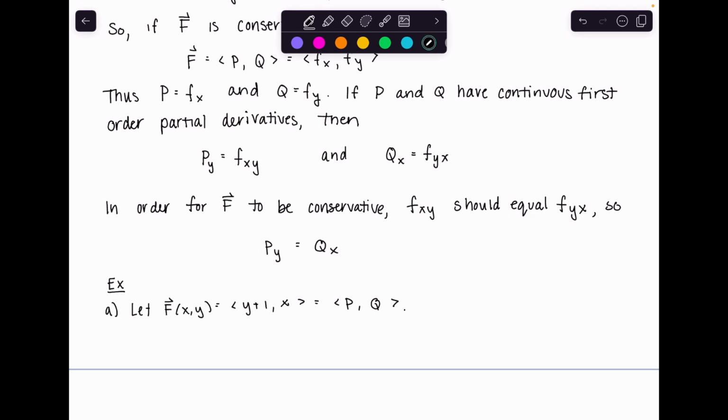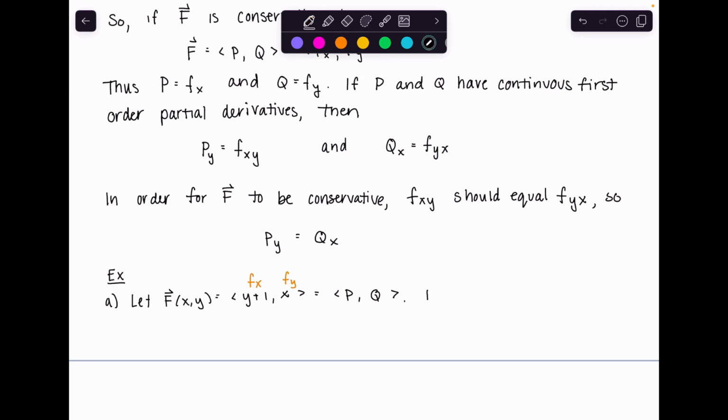Okay. So this would be the partial with respect to x. This would be the partial with respect to y. So then, if I take the derivative of the first component with respect to y, that would equal 1. So the derivative of this with respect to y is 1. This is in the second component, so I differentiate with respect to x instead. The derivative of this with respect to x is 1. Okay. So these two are equal.